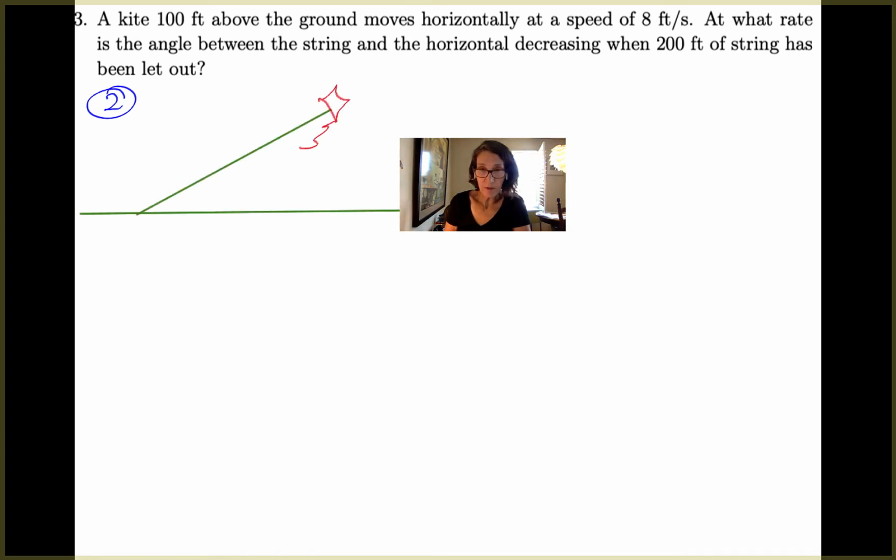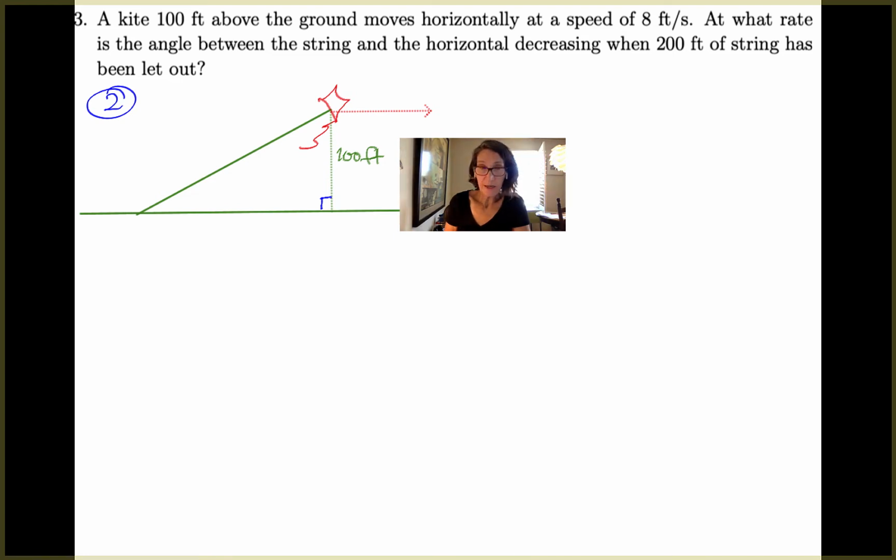The student said we have a triangle, so we have a right triangle. There's the kite. It's moving horizontally, and the height above the ground is always the same. So it's always 100 feet above the ground, and it's moving that way. That's it. There's nothing else to label, except everything else in this picture is changing, right? So it gets a variable. So that's step 3. Step 3 is to define all your variables and then label everything.